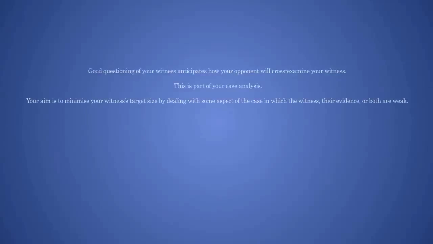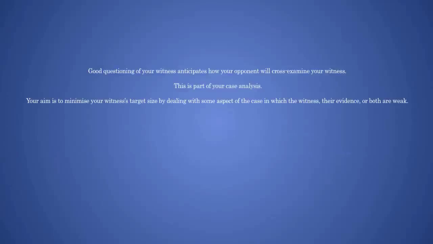Good questioning of your witness anticipates how your opponent will later cross-examine your witness. Now that's part of your case analysis. Your aim is to minimise your witness's target size to your opponent by dealing with some aspect of the case in which the witness, their evidence, or both the witness and their evidence, are weak.